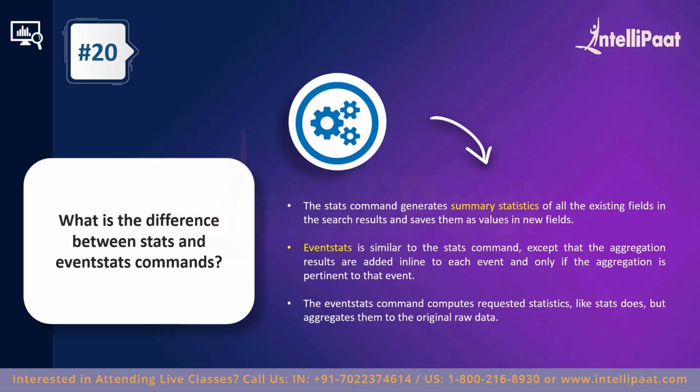Eventstats, as the name suggests, is actually very similar to the stats command. But one very important thing you have to know is that the aggregation results are added inline to every single event. They're attached to every single event, and this is done only if the aggregation is pertinent to that particular event. That is the primary difference. The eventstats command computes all the requested statistics, just like stats does, but aggregates them and adds them to the original raw data too. So these are two very important points that you should state whenever you're asked about the differences between the stats and eventstats commands.